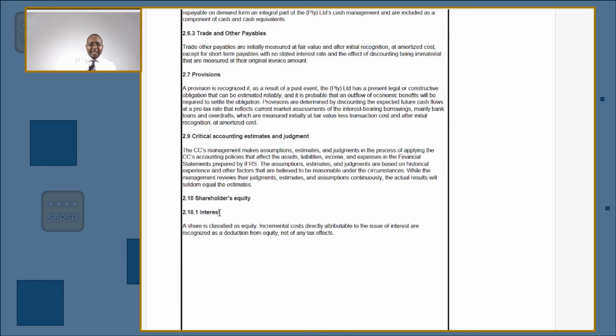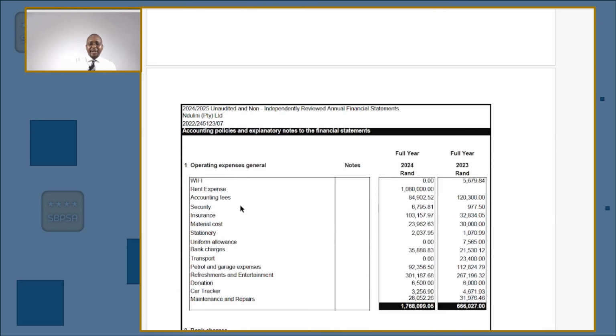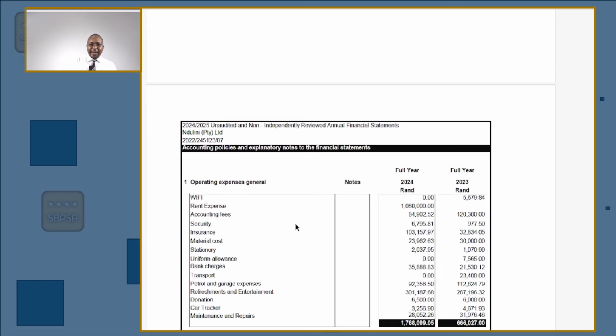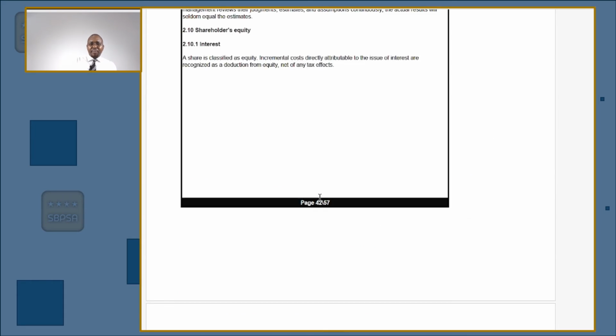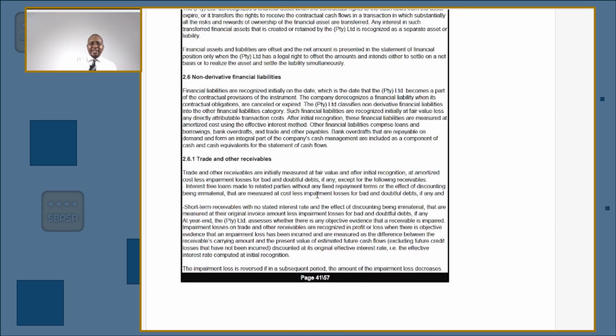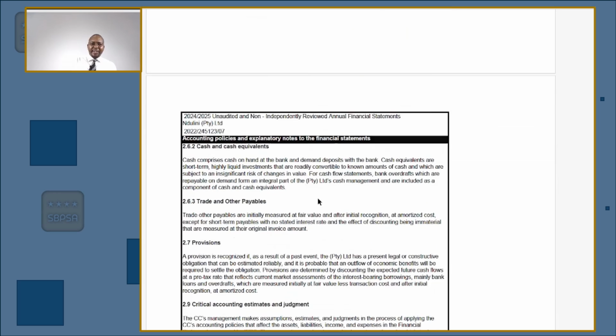Okay, shareholders' equity. Okay, interest. What is interest in shareholders' equity? All right, then here are the figures. So already we know that when we're reading these figures, we can more or less tell the accounting policies that have been used and the professional judgments the chartered accountants have used.